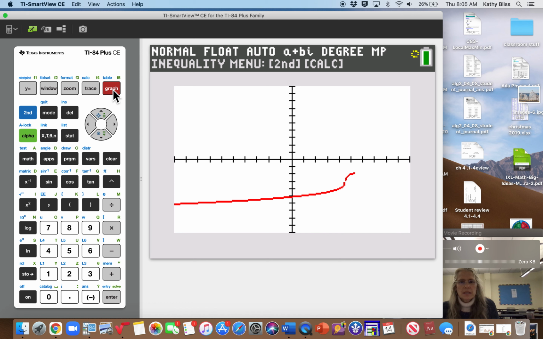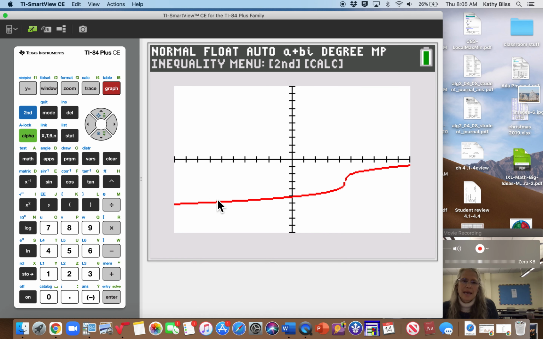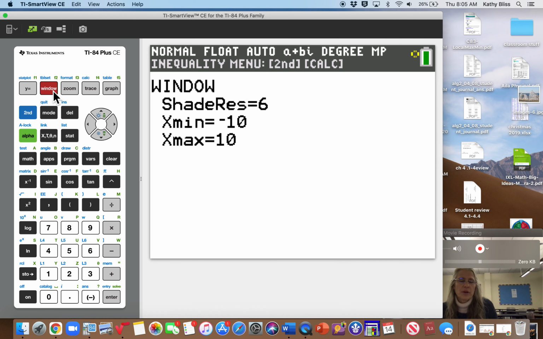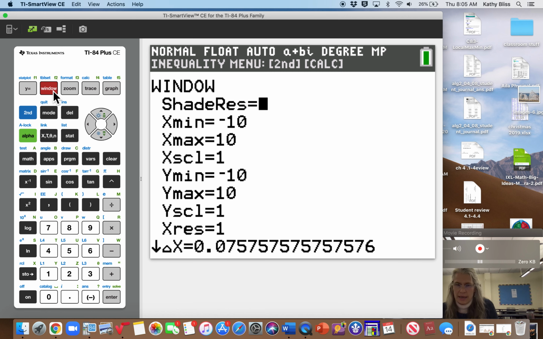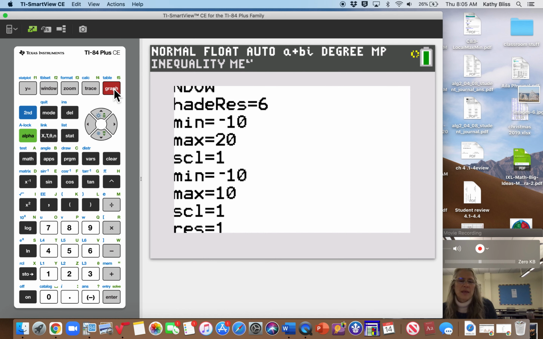I'm going to take a look at my graph, and let's see what's happening with this graph. It's moving awfully slowly. Oh, and it's a cube root, so this makes sense that I have this little turn in here and my domain is not restricted, but it doesn't cross the x-axis. So I need to adjust my window. So I'm going to go over here to window, and I think I need to go out a little bit farther with my x's. So I'm going to go to x equals 20 and just see if that helps.